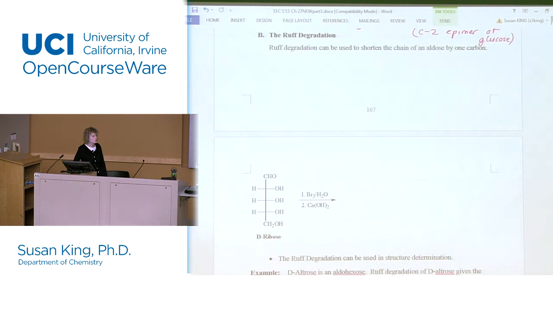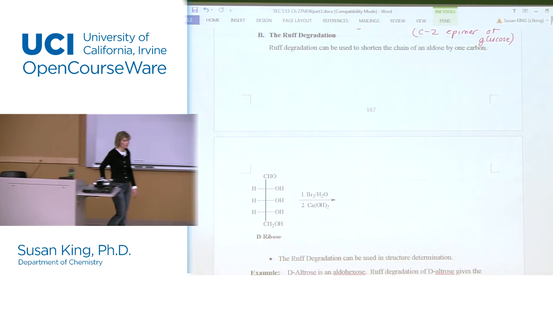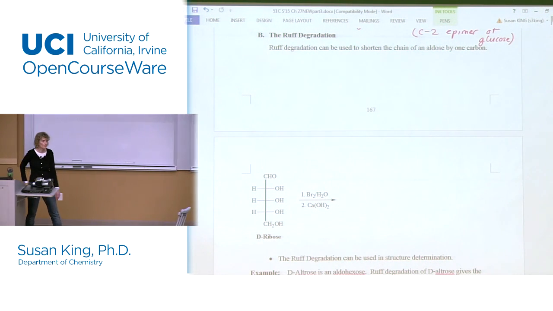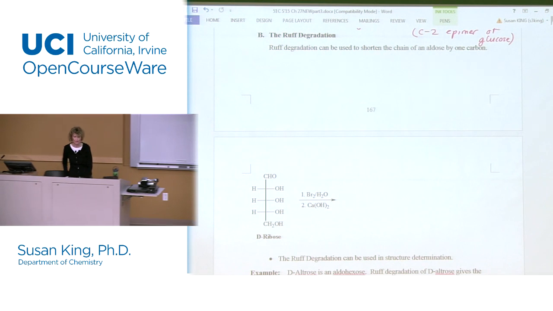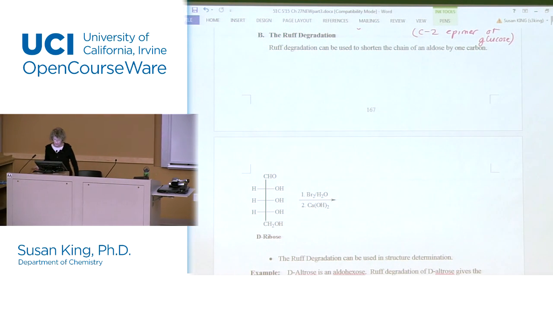And your book has Wohl degradation, and I'm choosing Ruff degradation instead. You can draw the cyclized form. I just drew it open chain. Yeah, it's certainly going to mainly be cyclized product. All right. So I'm using Ruff degradation because these reagents are a little bit more familiar to you. But it's a way to shorten the chain. So bromine and water. We already talked about what that's going to do.